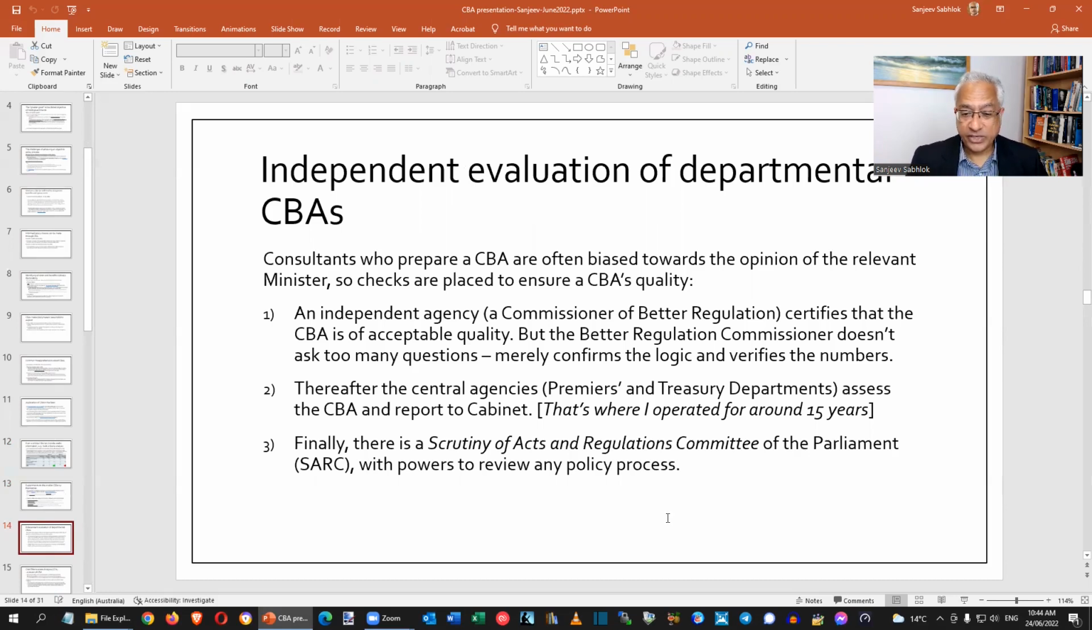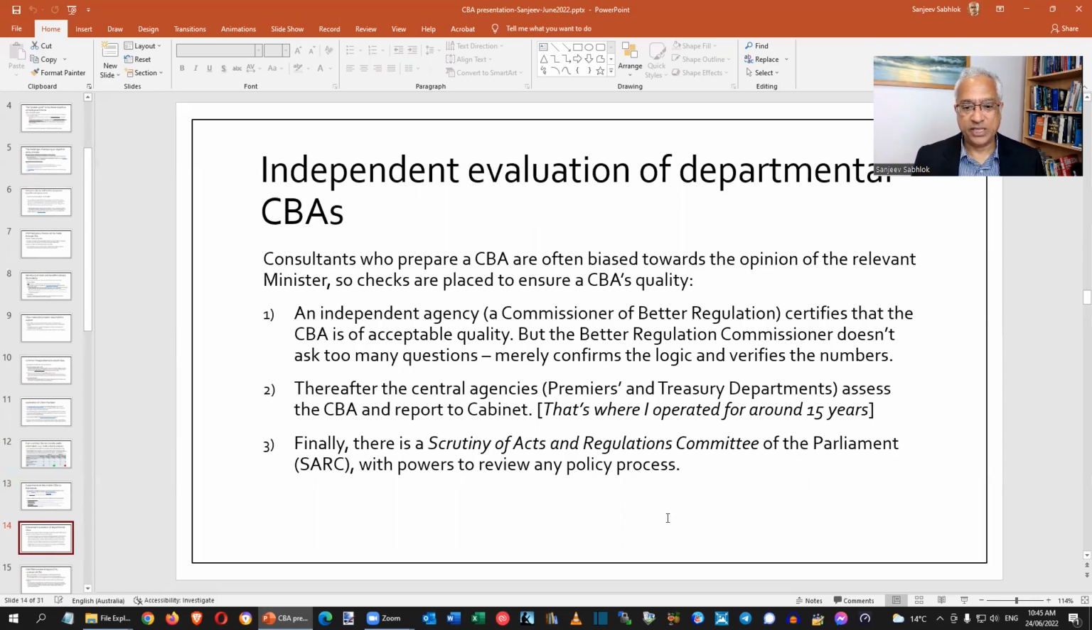Nevertheless, there are the central agencies, the premier's and treasury departments, and that's where I was operating for 15 years. And the treasury department is much more free and much more questioning in terms of what it provides advice on. So we will actually go and look at the assumptions. We'll look at the nature of the problem. We'll go deep inside and say, no, this doesn't sound right. So even if something has been agreed by the Better Regulation Commissioner as a good CBA, the Treasury might say, no, it's not a good one, actually. And so these are the gaps. And so the cabinet will get independent advice from the Treasury on the quality of the CBA.